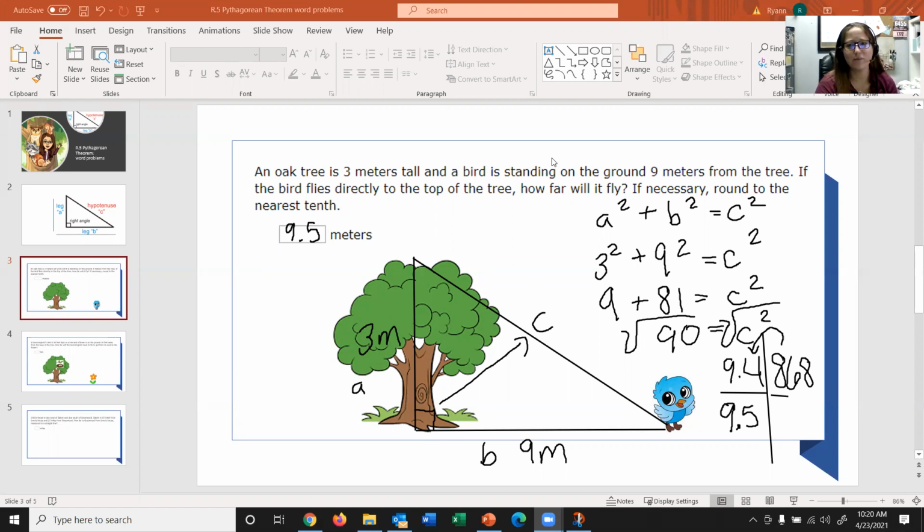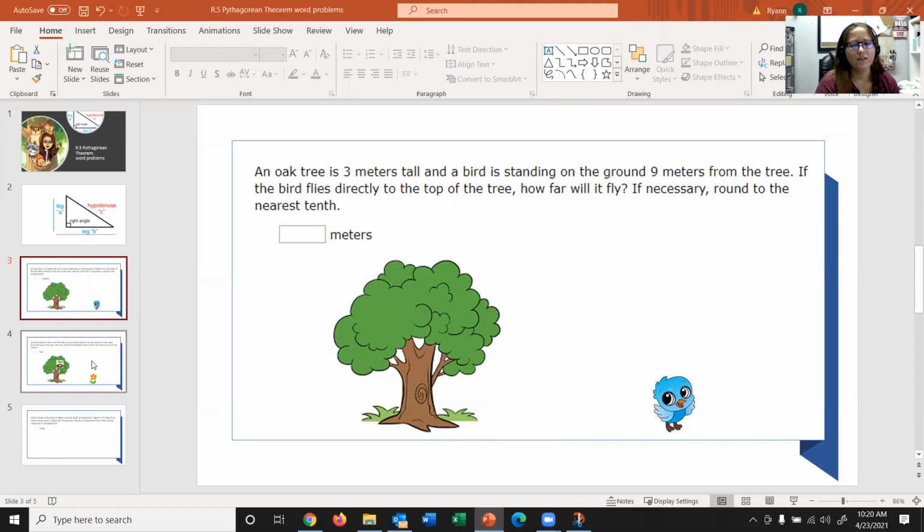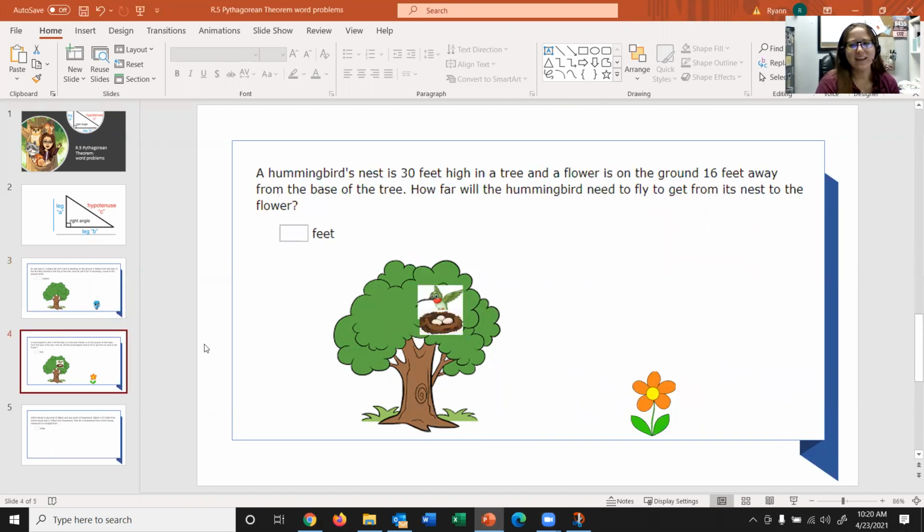Let's look at another example of a word problem using the Pythagorean theorem. In this question, we're dealing with another tree, and now we have a flower and a hummingbird, okay? It says the hummingbird's nest is 30 feet high in a tree, and a flower is on the ground 16 feet away from the base of that tree. If the hummingbird were to fly to the flower, how far will the hummingbird need to fly to get from its nest to the flower?